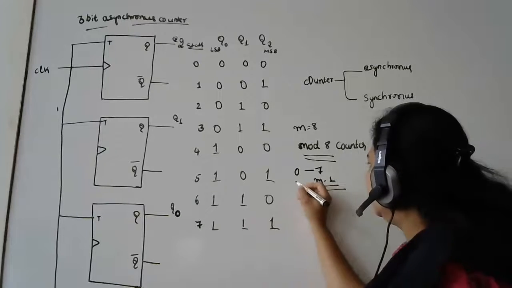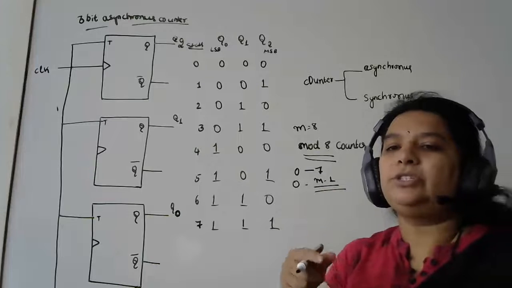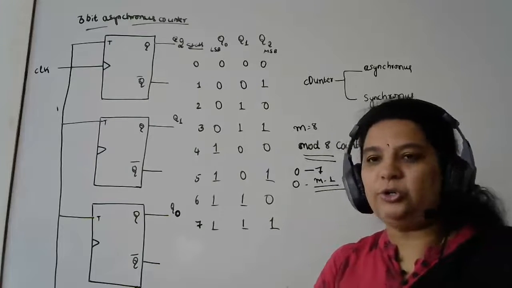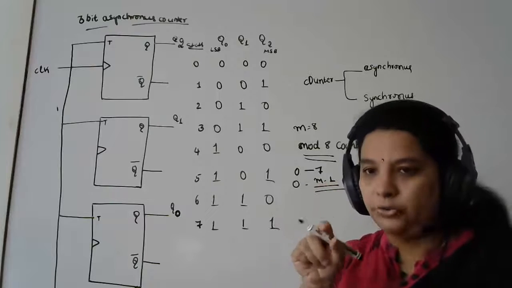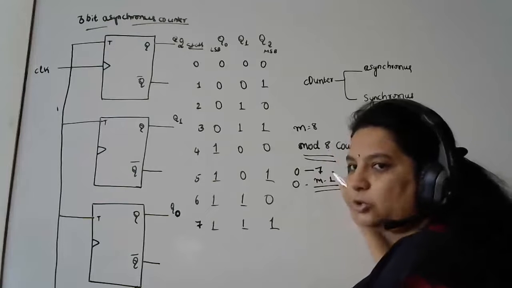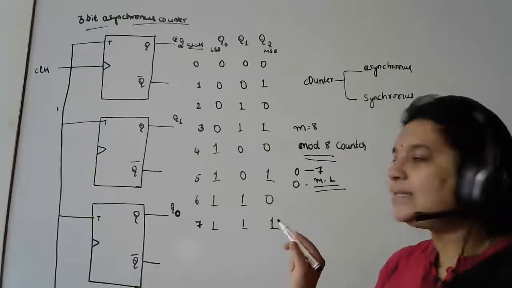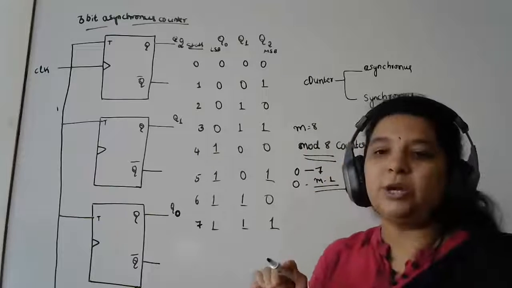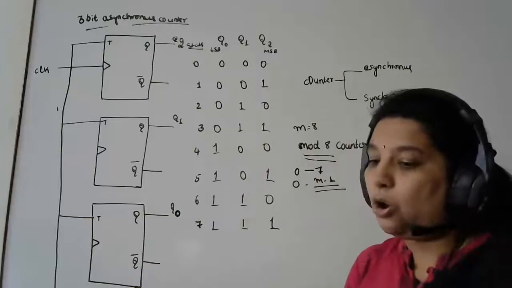Correct? 0 to m minus 1 is the counting sequence. Which counter is going to generate a counting sequence of 0 to m minus 1? It's a mod m counter. So in this case, I say my m is equal to 8. That means it is going to generate a counting sequence of 0 to 7. Correct? So this is the counter that we are supposed to design. So I want this counting sequence to be designed. Now how do I design it?